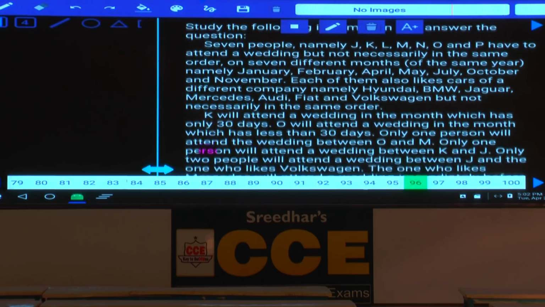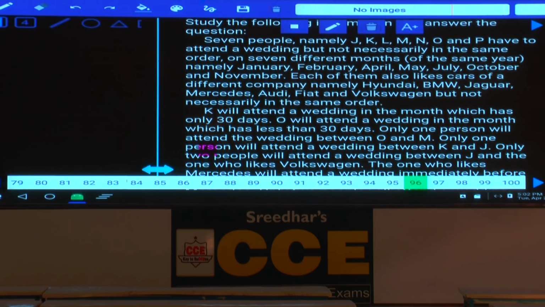now in this 96 to 100, 7 people. Who are those 7? J, K, L, M, N, O and P are the 7, have to attend a wedding, but not necessarily in the same order, on 7 different months of the same year, starting from Jan, Feb, April, May, July, October and November. Isn't it? 7 persons are there and they have attended in 7 different months, isn't it? And each one of them also likes different cars. Now we need to identify who attended in which month and the car he likes.